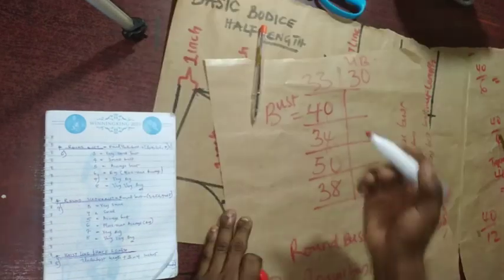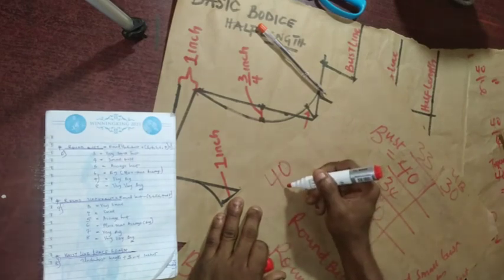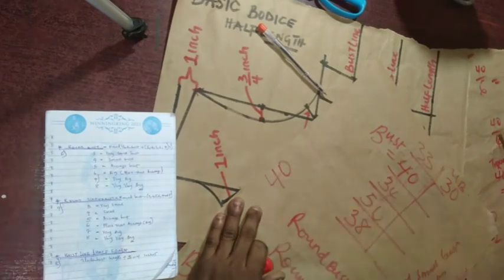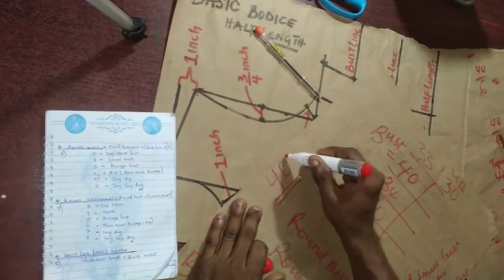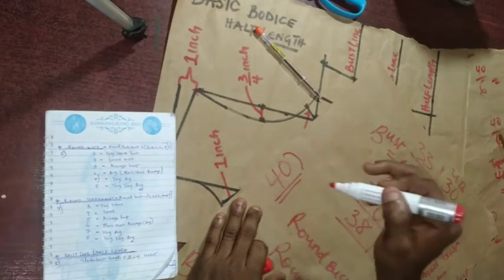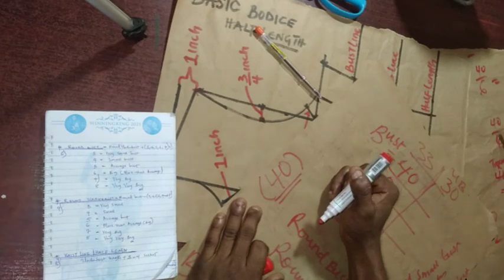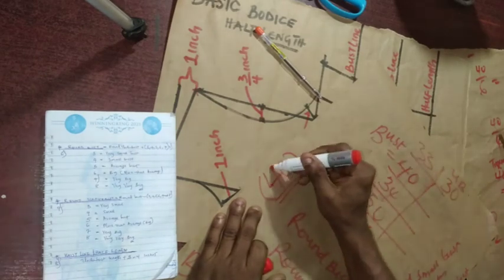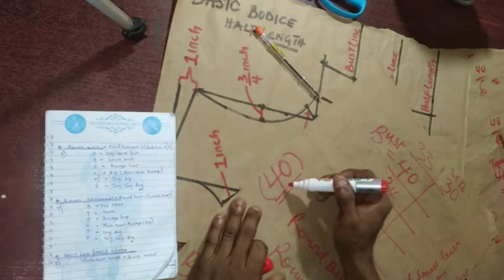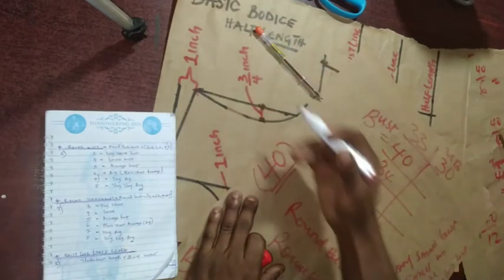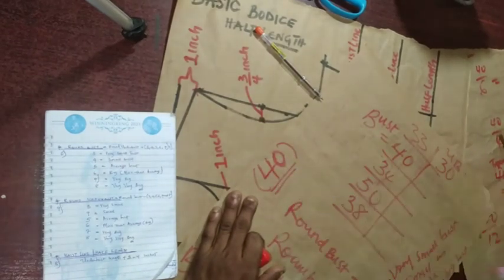Let's say we have someone whose round bust is 40. A mistake that people normally make is to assume that someone has a big bust just by seeing the round bust. Please, this is very, very wrong. You don't do that. If someone has a round bust of 40, that doesn't mean the person's bust is average. Someone can have a round bust of 40 and at the same time have a very small bust.